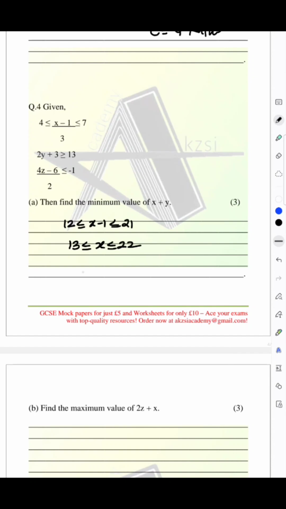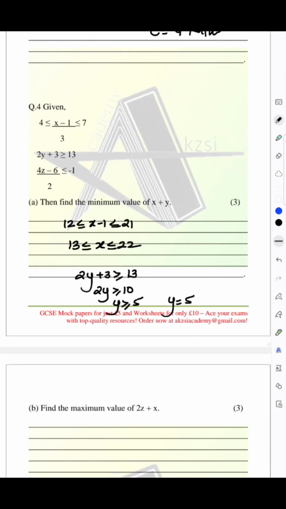Solving the next one, 2y plus 3 greater than or equal to 13. Subtract 3 from both sides, I'll get 2y greater than or equal to 10, and dividing both sides by 2, I'll get y greater than or equal to 5. Now, if y is greater than or equal to 5, the minimum value of y is 5, because y can take any value equal to 5 or greater than 5. So the minimum value of y is definitely 5, because all other values are greater than it.